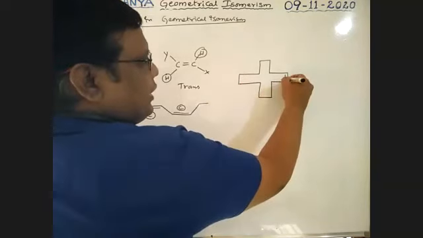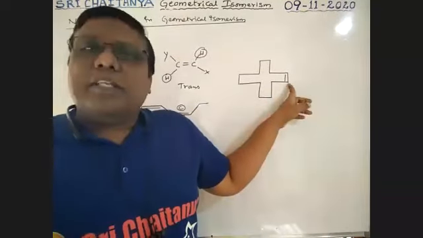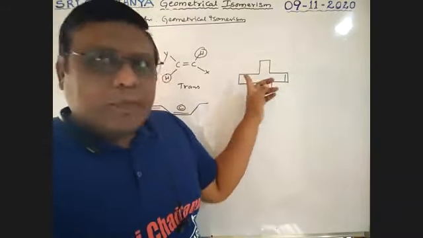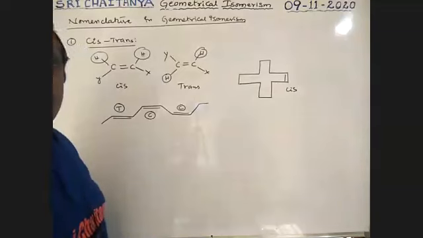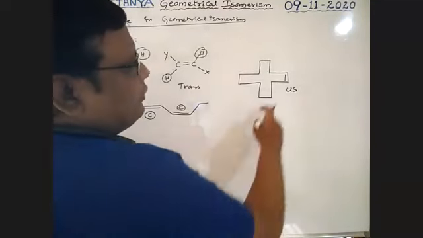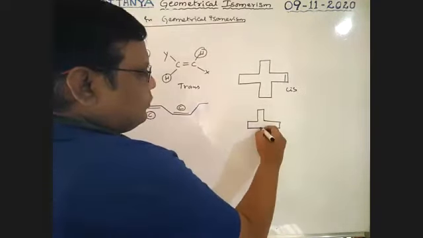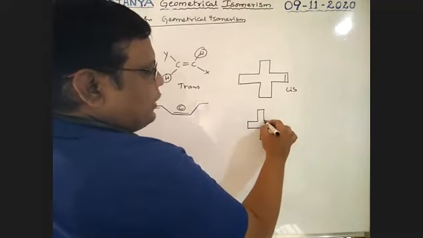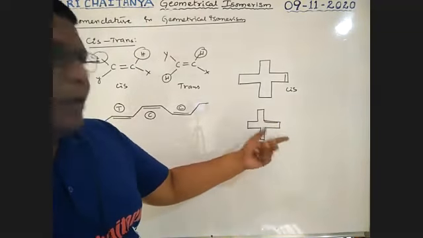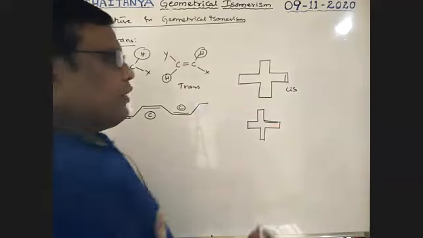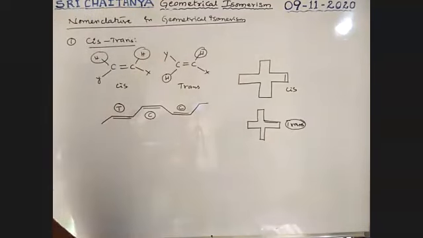See, boys, I'm writing here. I'm taking the double bond here. Is this double bond cis or trans? See here, there are bulky groups. Two bulky groups are on the same side. Therefore, it is a cis system. Next, I'm taking the double bond here. Here is a bulky group, and here is a bulky group. Two bulky groups are on opposite sides. Therefore, it is a trans system.